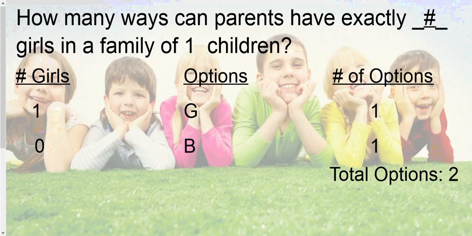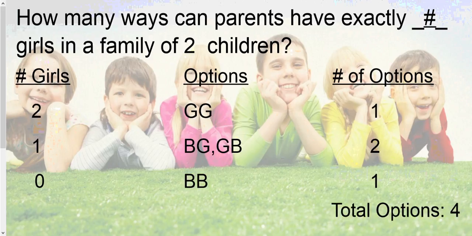So when you think of just having one child, you could have one girl, which is one option. You could have zero girls, which means you have a boy, and that's one option. So you have a total of two options. If we go ahead and consider another situation where we have two children, we have all of our options here. We have our two girls, which means a girl, girl, and that's one option. Then you have one girl, which means you could have a boy and a girl, or a girl and a boy, which is two options, or you could have zero girls right here, which is a total of four options.